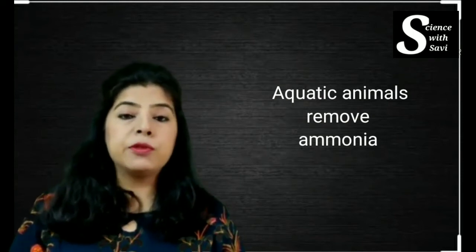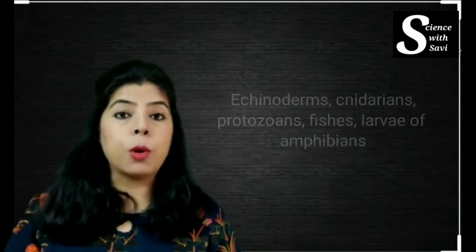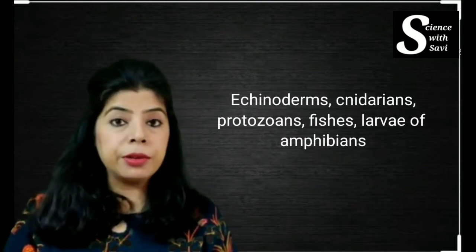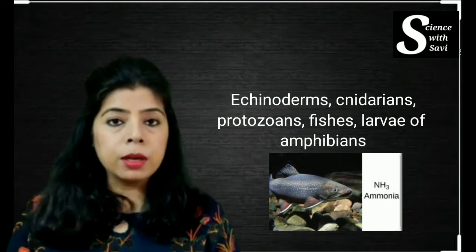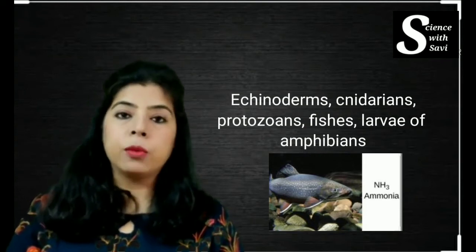So all the animals which fall into the groups of Echinoderms, Porifera, crustaceans, cnidarians, and all kinds of fishes are ammonotelic because they have enough water. They easily dissolve the ammonia in the water and release it out of the body. So all these animals are ammonotelic.